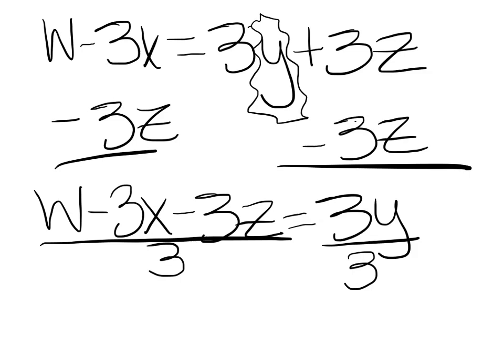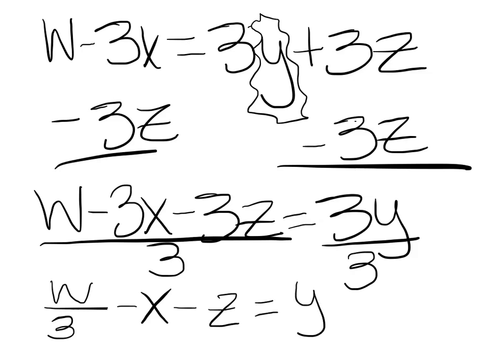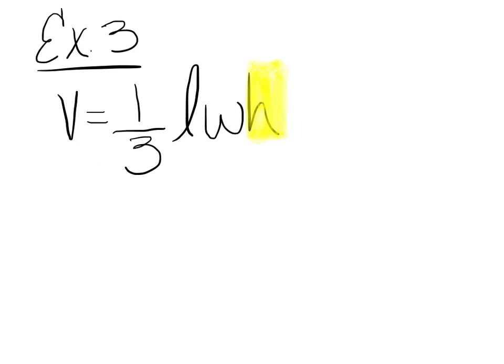Now, if we divide by 3 on the left side, we end up with w divided by 3 minus 3x divided by 3, which is 1, so minus x, minus 3z divided by 3, which is another 1, which is minus z, equals y. And that's our answer. And this is one of the more difficult problems for students, and I think it's all because it has multiplication, and the inverse is division.